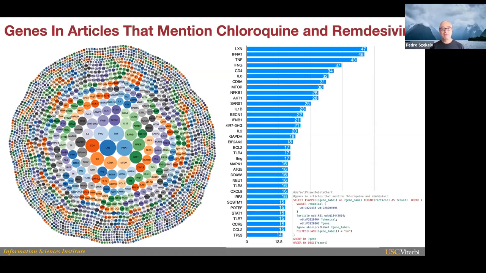Then we load everything into SPARQL, and we're doing it in the Wikidata SPARQL software, which gives nice visualizations right out of the box. So we did a query for genes in articles that mention chloroquine and remdesivir, and then you see what they are.